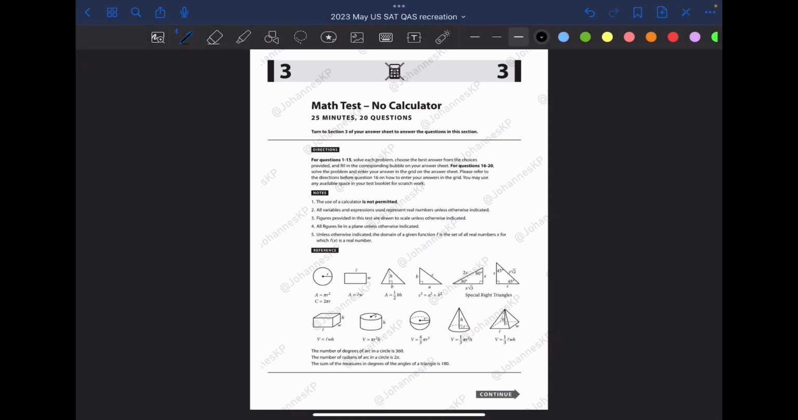Hey, in this video I'm going to go over the 2023 May Math SAT. This is going to be the no calculator section. The calculator section is going to be my next video, so stay tuned for that if you want.